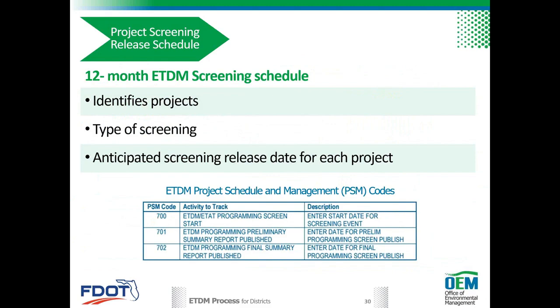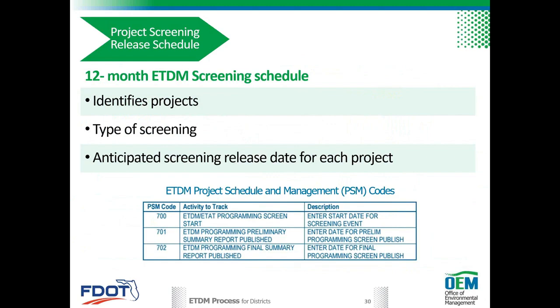So based on the list of projects selected for planning or programming screen, the FDOT ETDM coordinators and project managers work with the appropriate staff to develop a 12-month ETDM screening schedule. This schedule identifies the projects, the type of screening, and the anticipated screening release date for each project. Projects undergoing the ACE process should also be identified because they require additional activities which are discussed in Chapters 3 and 4 of the ETDM manual.